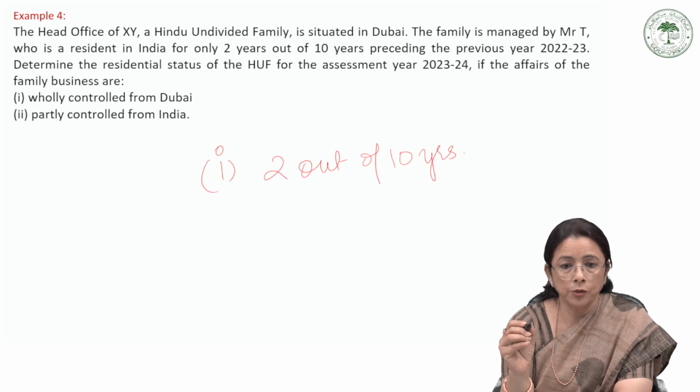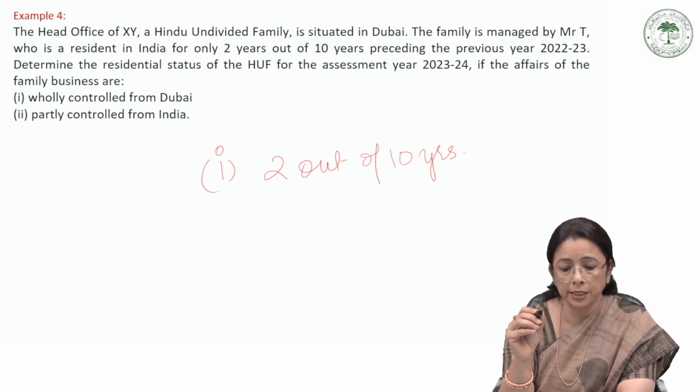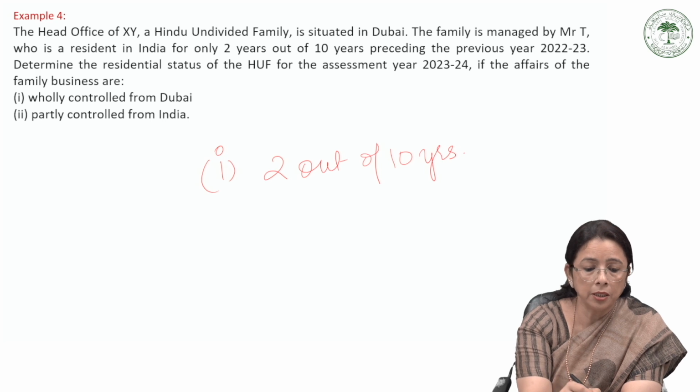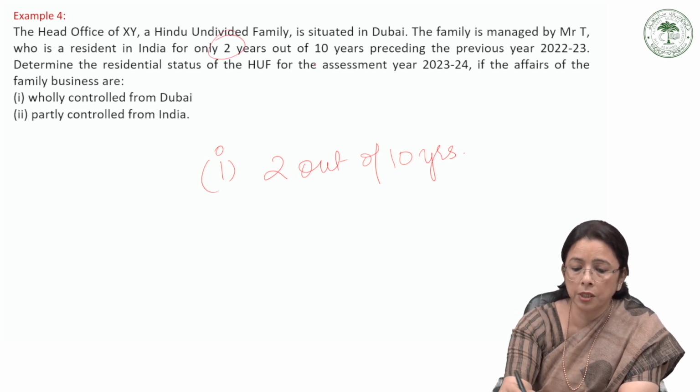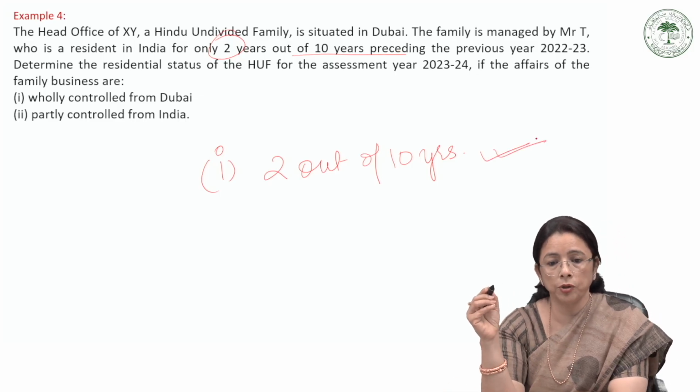So I think the first point is being fulfilled, because it says Mr. T, who is a resident in India, remains in India for 2 years out of 10 years. So this first condition this HUF fulfills.